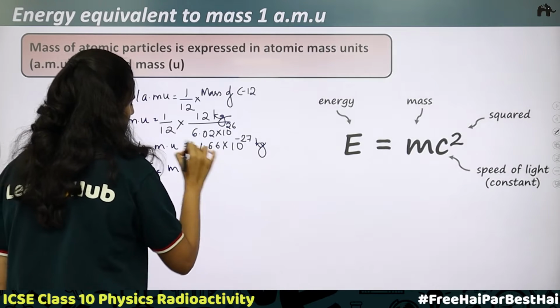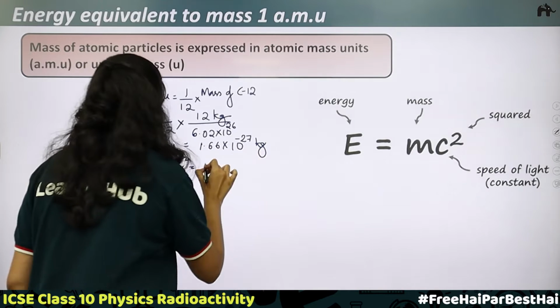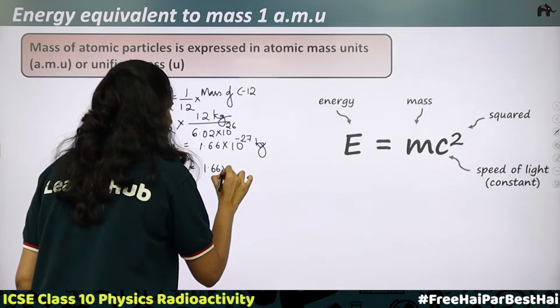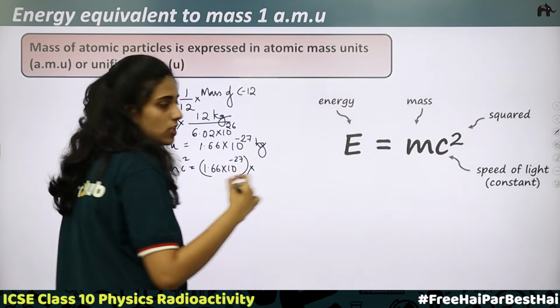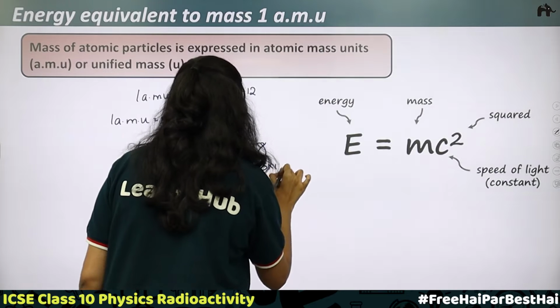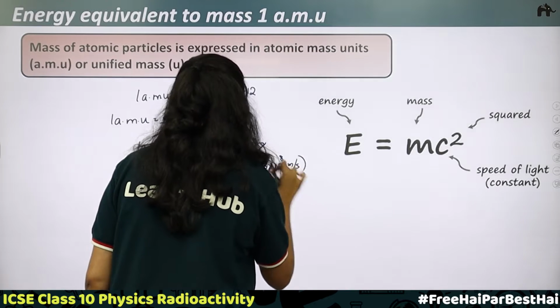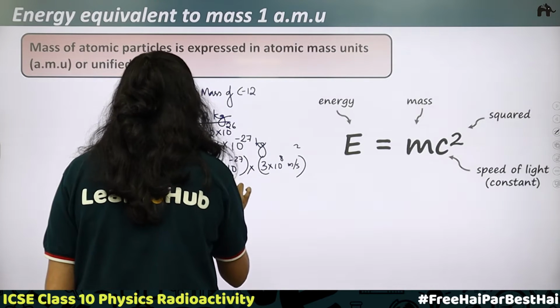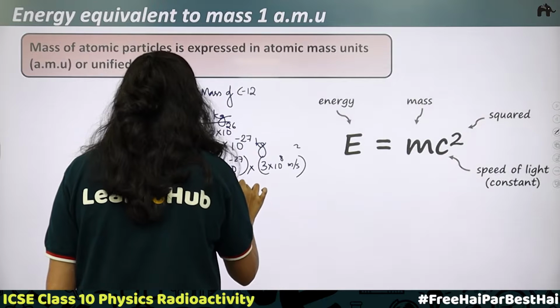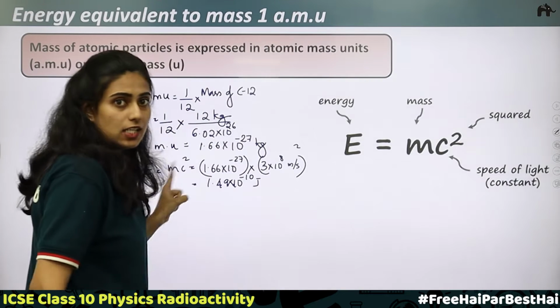Here mass in a.m.u is 1 a.m.u. In kilogram, we have determined, which is 1.66 into 10 raised to minus 27 into C square. What is C? 3 into 10 raised to 8 meter per second whole square. So when you calculate this, you will be getting 1.49 into 10 raised to minus 10 joules. So we have obtained the energy in joules.